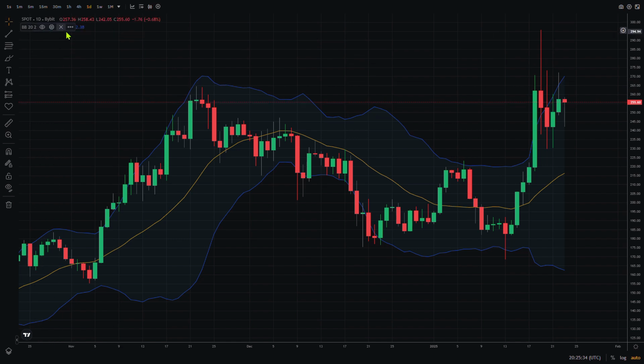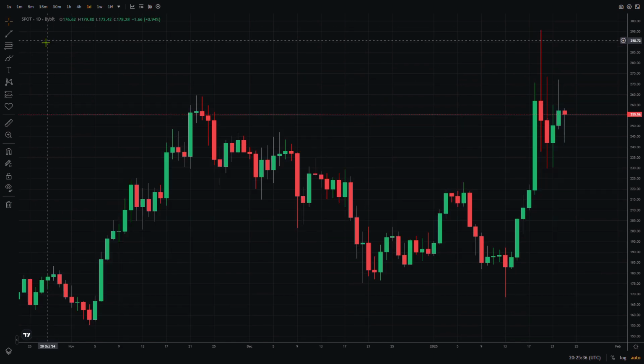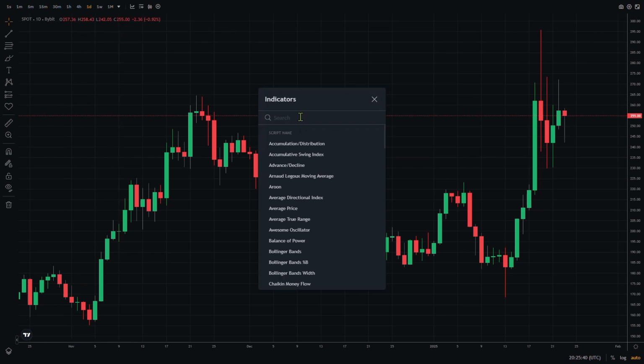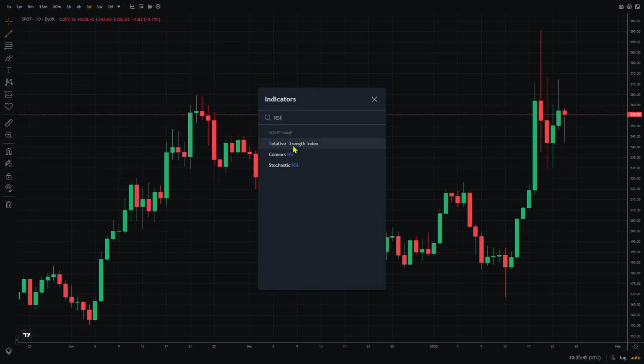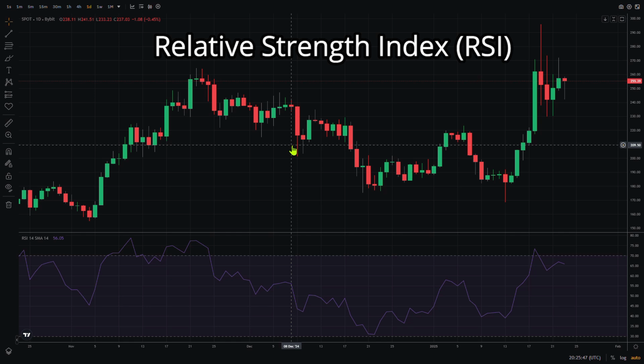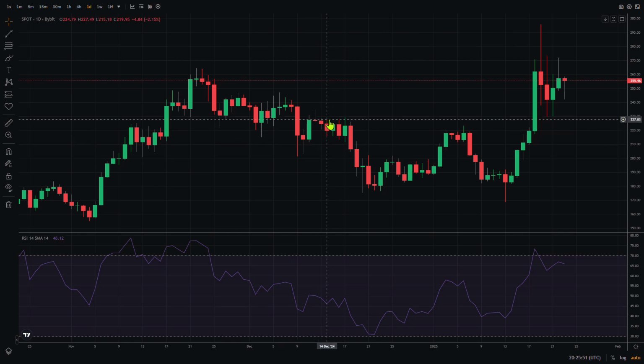Next, I'm just gonna cancel this one. The next indicator I use is the RSI, the relative strength index. The way I look at it, this is the upper line, the upper limit, and this is the lower limit.